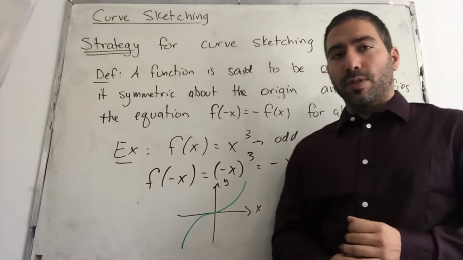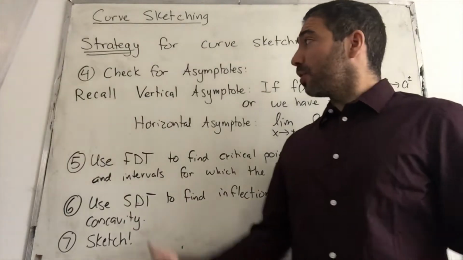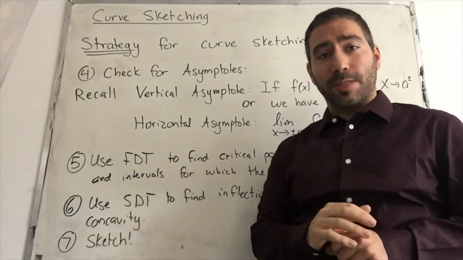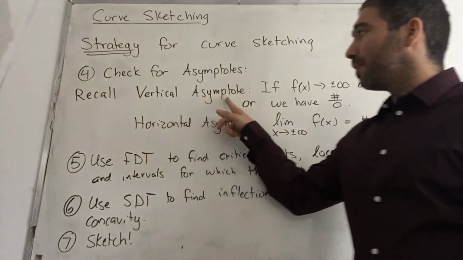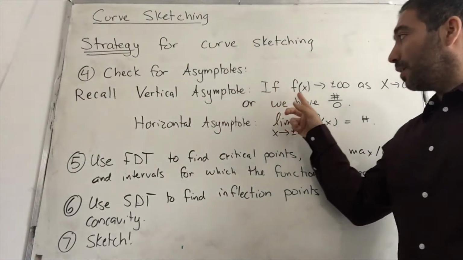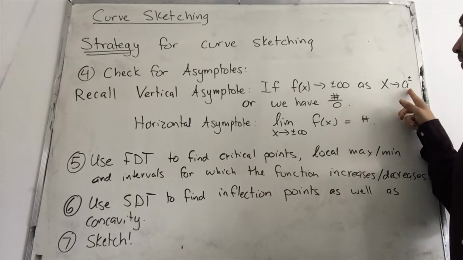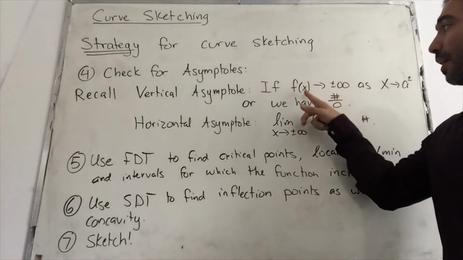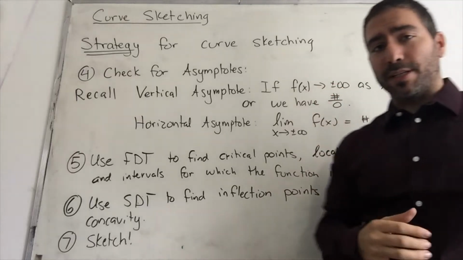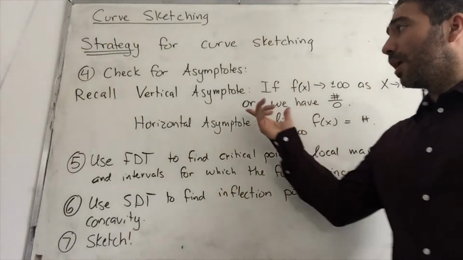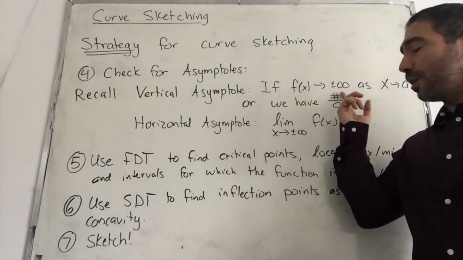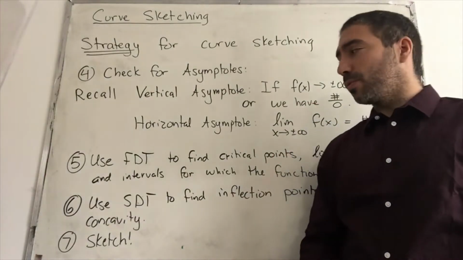Okay, so let's continue with our strategy. The fourth thing that we have to do is check for asymptotes. So we saw asymptotes at the beginning of the semester. Recall, when we're looking for the vertical asymptote, we're taking the limit as x approaches some value a from the left and to the right, and if the function is giving us plus or minus infinity, we have a vertical asymptote. Another way you could do it, we saw, is that if we substitute values directly, if we get a number over 0, we have a vertical asymptote, so we have to be careful for that.